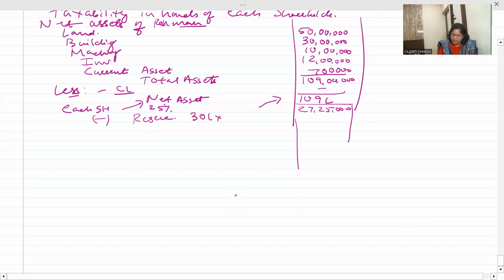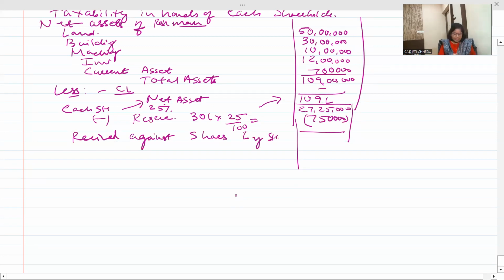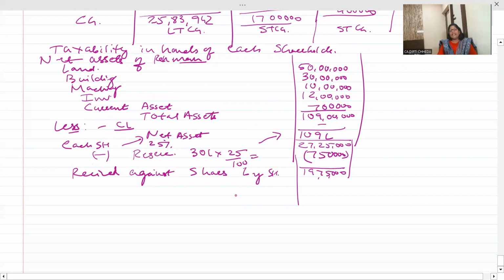30 lakhs into 25%. 7,50,000. Received against shares by shareholder. Shareholder को कितना मिल रहा है? 19,75,000. 19,75,000. अच्छा है, क्लियर है? चल.